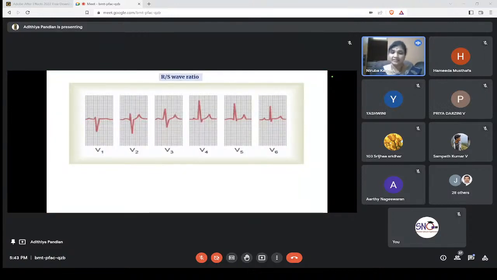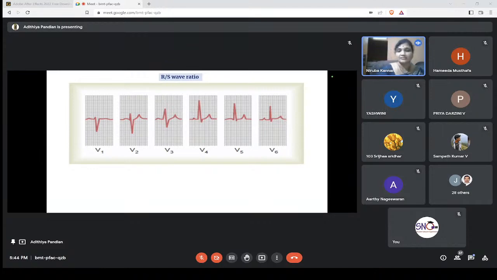This is a very important piece of information I wanted to convey: the R by S wave ratio. In lead V1, the R wave is smaller compared to the S wave. But as you move away toward V6, the R wave becomes taller and taller. This is just because of the position in the horizontal, transverse plane. V1 is more towards the AVR negative side, so you get a deep S wave there, and as it goes towards V6, towards the vector side, you get a positive wave. This is called the R by S ratio.